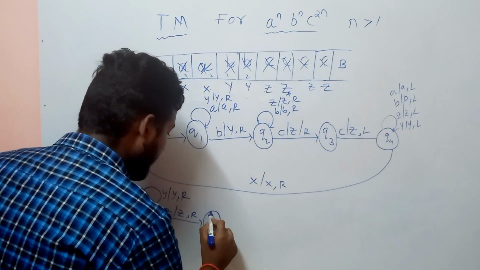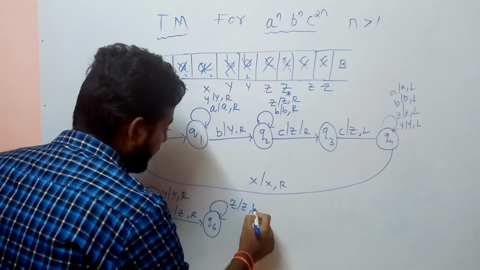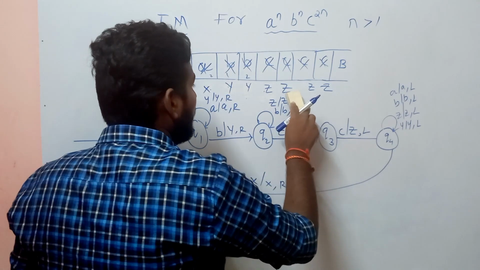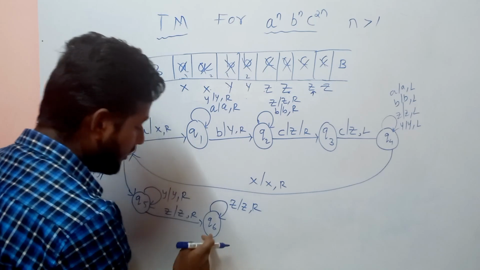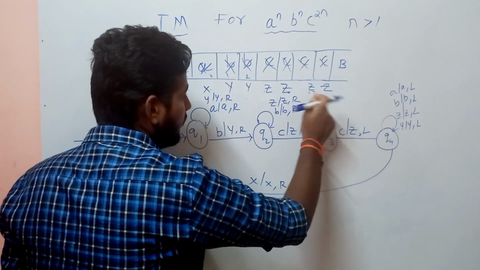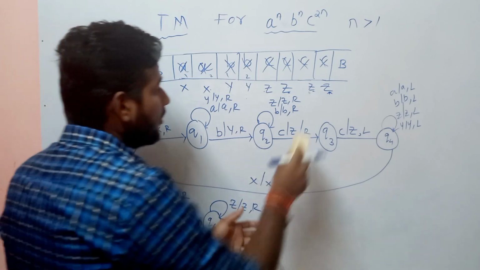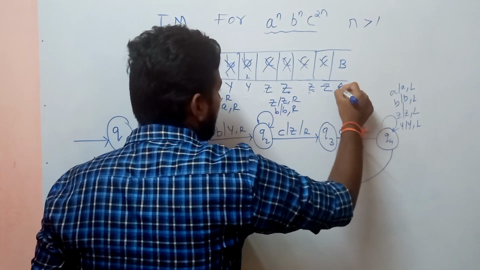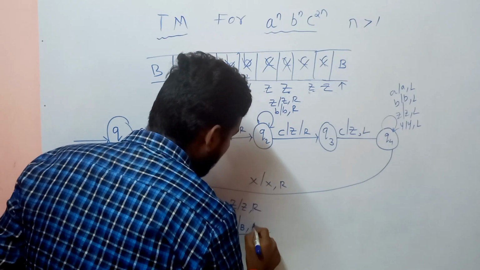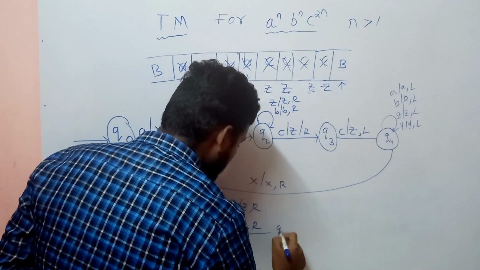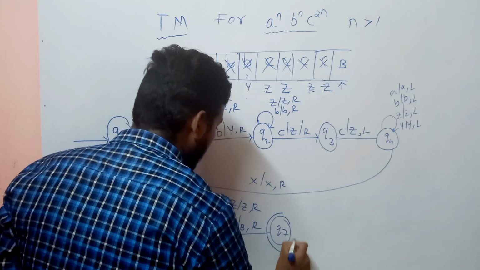For this Z, we make a self loop. Z goes to Z as Z, and the direction is right. Now the pointer is at here. This Z comes under this self loop, and the state does not change, and the pointer moves to this, and this Z also comes under the same state, and now the pointer is at blank. Whenever we reach blank, blank remains as blank, and the direction moves to right, and the state changes from Q6 to Q7, which is the final state.